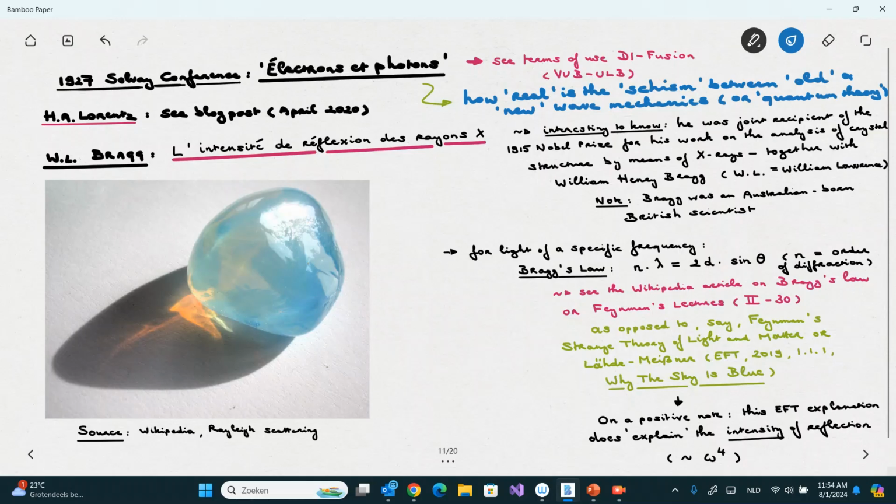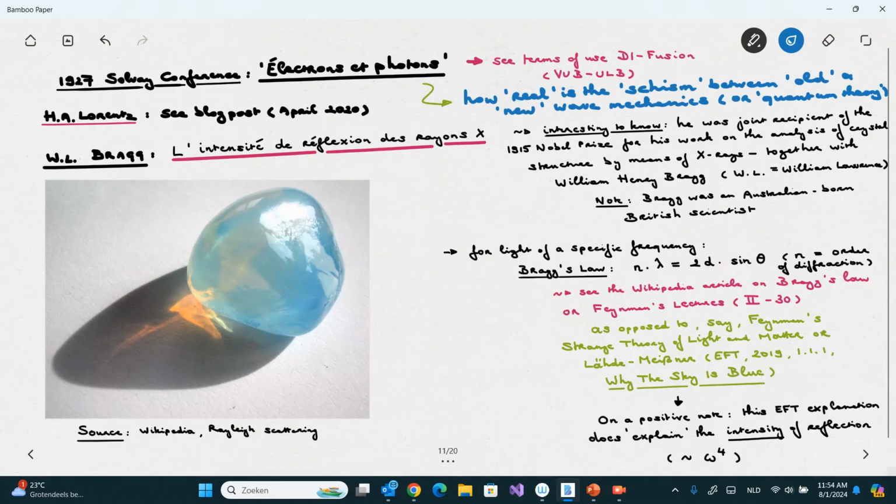William Lawrence Bragg was the youngest Nobel Prize winner ever. He was 25 when he received the Nobel Prize, together with his father, who was also a researcher in the same fields, X-ray diffraction, and thereby discovering crystal structures, how they work. Bragg was not an American; he was an Australian-born British scientist.